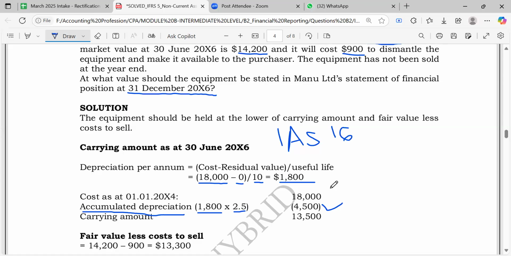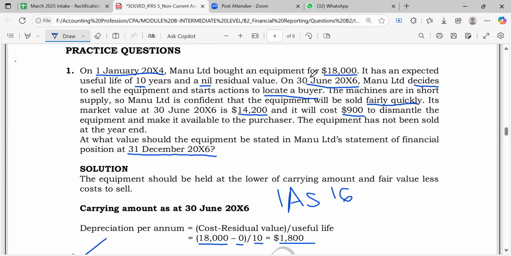Depreciation. So if you deduct it from the cost, you would get the carrying what? Amount at 30 June 20X6. Right. The carrying amount at this stage, right? I'm a bit lost. Where did you get lost? We had your asset, the cost of 2016.